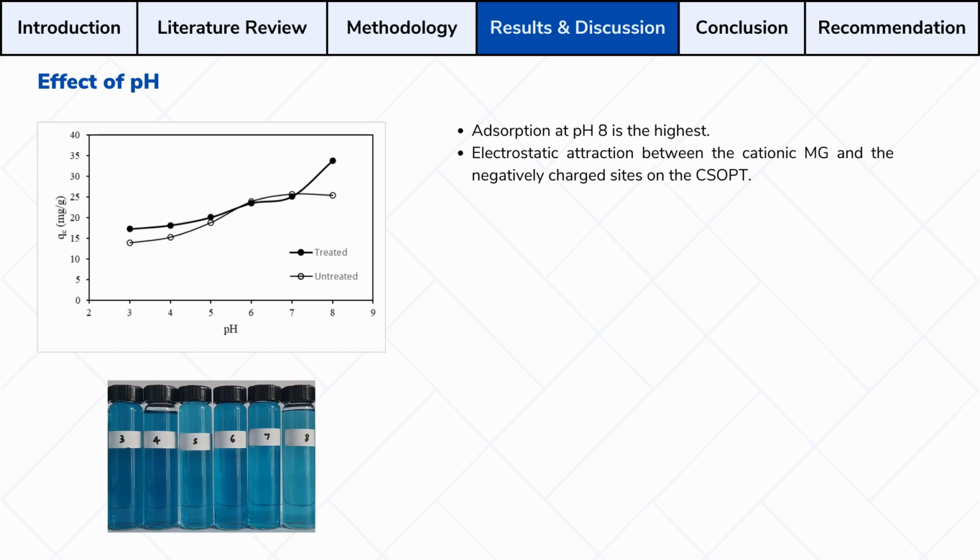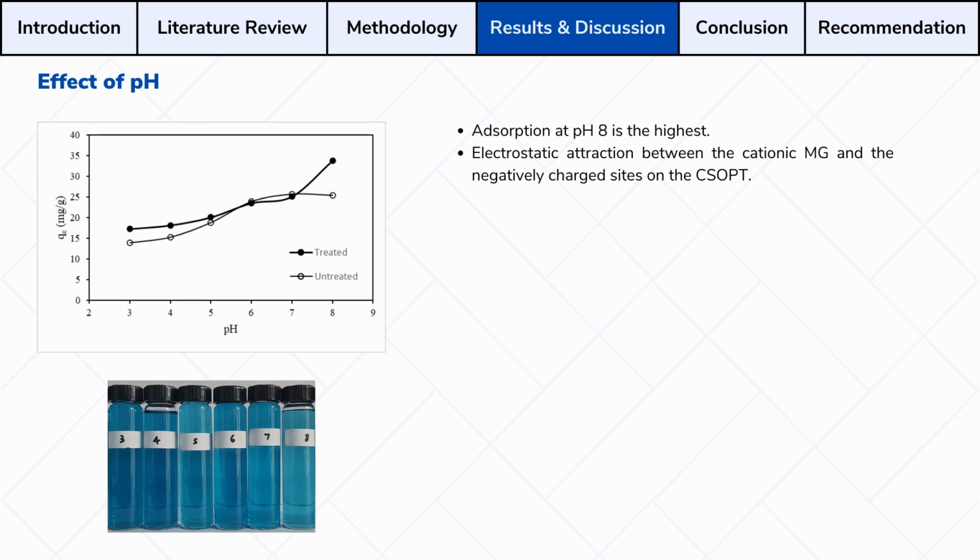The absorption of Mg at pH 8 on the CSOPT is higher than that of the untreated OPT, indicating that the modification to increase the absorption of Mg on CSOPT is a success. The highest dye uptake rate occurs at pH 8, where chitosan's positive charge decreases due to excess hydroxide ions, leading to strong adsorbent-adsorbate interaction due to opposite charges.